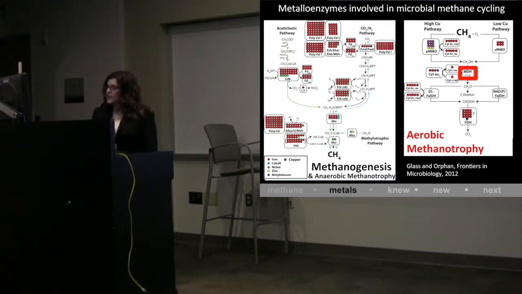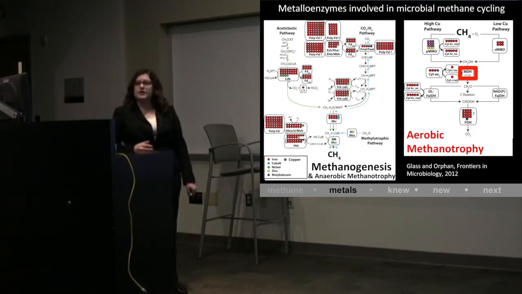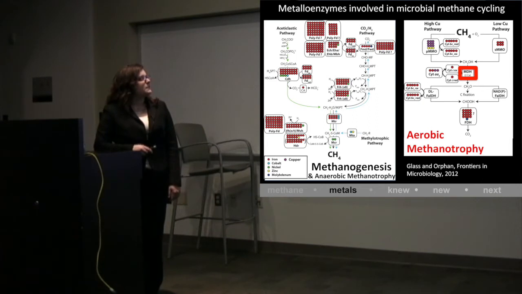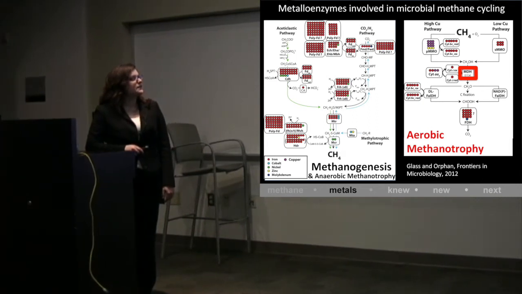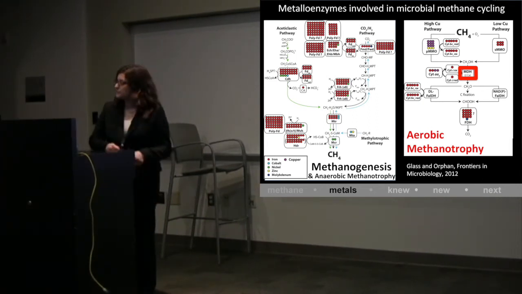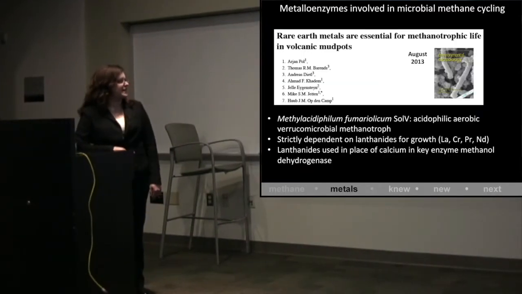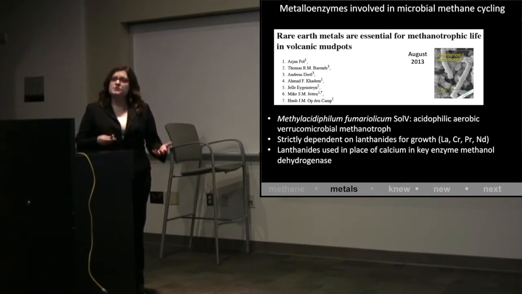Now I'm really going to be focusing on anaerobic methanotrophy today, particularly reverse methanogenesis used by anaerobic methanotrophic archaea. But there are some other really interesting results I just wanted to highlight before I get going, including a recent discovery that methanol dehydrogenase can actually be substituted by lanthanides for growth. And lanthanides are used in place of calcium in this key enzyme. And this is really exciting to me.